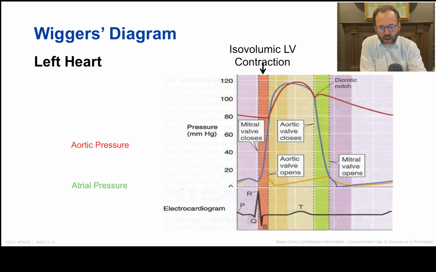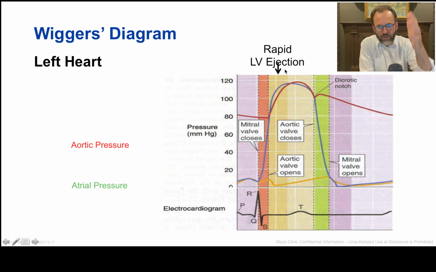Then as soon as ventricular pressure exceeds aortic pressure, the aortic valve opens and we have this rapid phase of left ventricular ejection. Again, if you think back to the volumetric changes, there's a very precipitous fall in ventricular volumes during the early phases of left ventricular ejection.